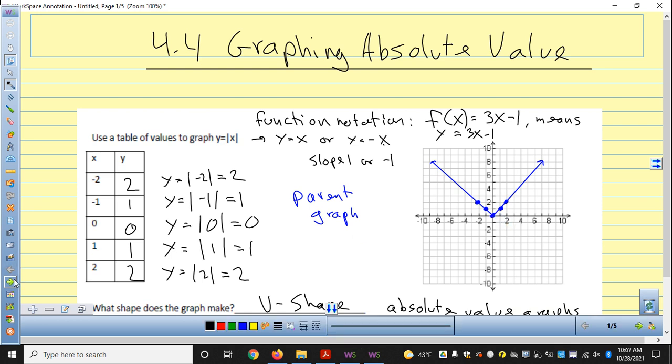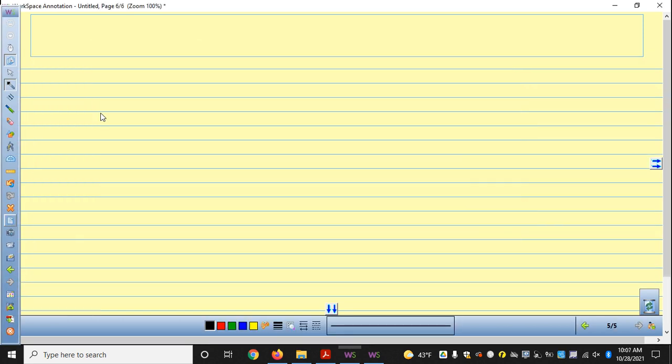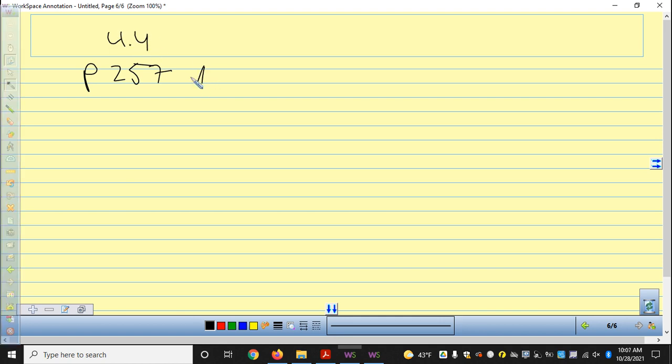All right, so our homework is in the book. It is on page 257. This is section 4.4. So those 6 problems, they're all sketching absolute value graphs.